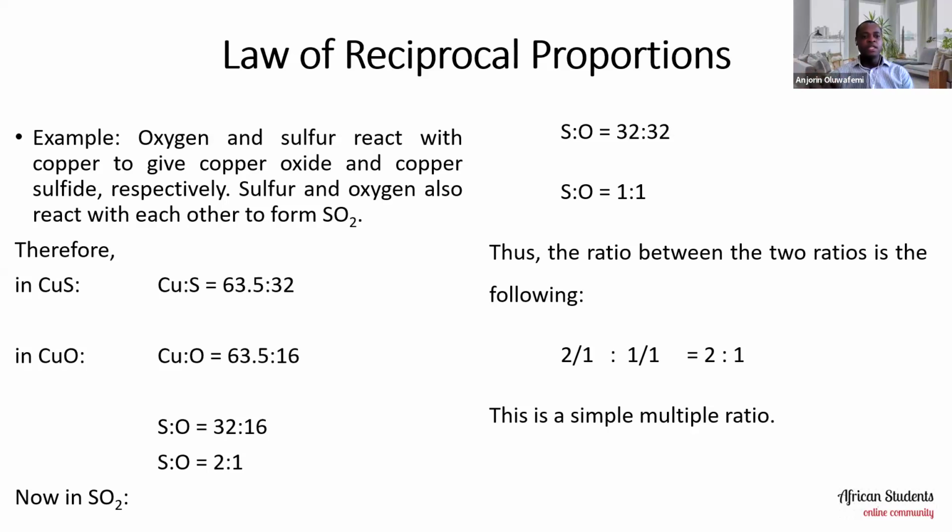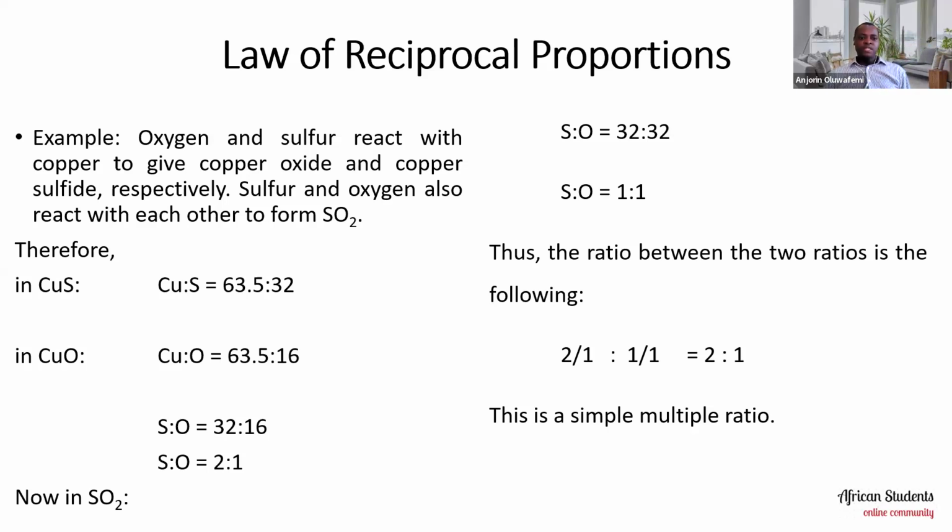Now, that's copper sulfide. Now, in copper oxide, copper is combining with oxygen, and the ratio is 63.5 against 16. Now, when you look at it closely, you discover that the copper seems to be fixed in all this. The relative atomic mass is still reflective, but that of sulfur and oxygen varied. And what is the variation?